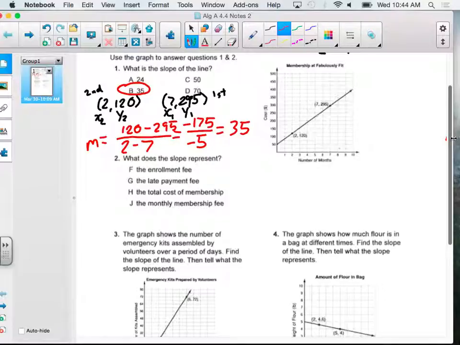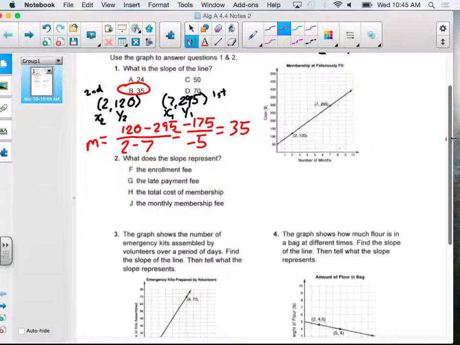Our x-axis is labeled number of months, our y-axis is labeled cost. So, based on that, after so many months, we're probably going to be paying so many dollars to be a member there, right? So, based on the slope that we found of 35, what does that represent in regards to our graph there? Because we have 4 choices: the enrollment fee, late payment fee, total cost, or the monthly membership fee.